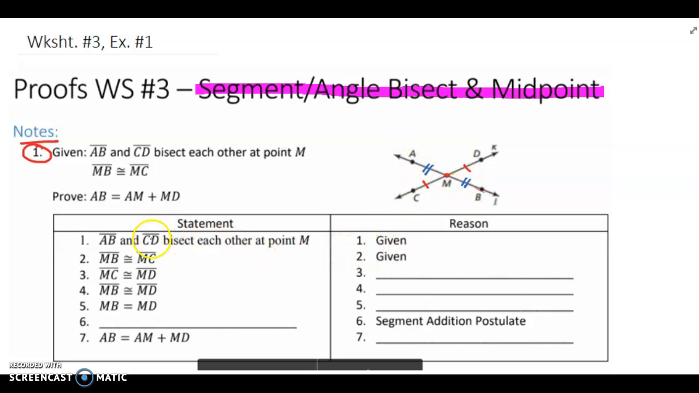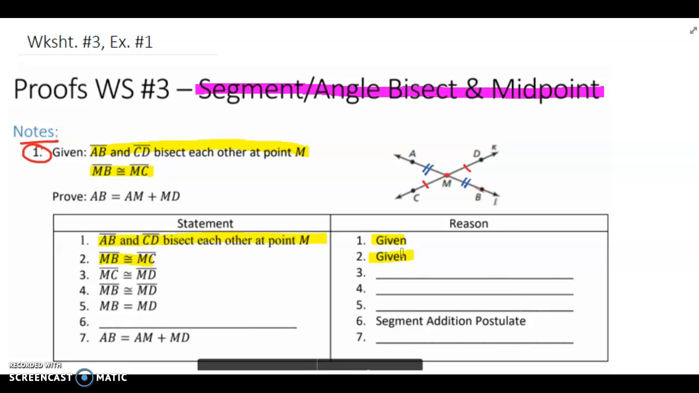All right, so we're given AB and CD bisect each other at M. So notice that's what's given here, and we just write that word for word here. Okay, and then we're also given that MB is congruent to MC, which is right here, and both of those are given. Okay, we just did that word for word. That's where those came from.